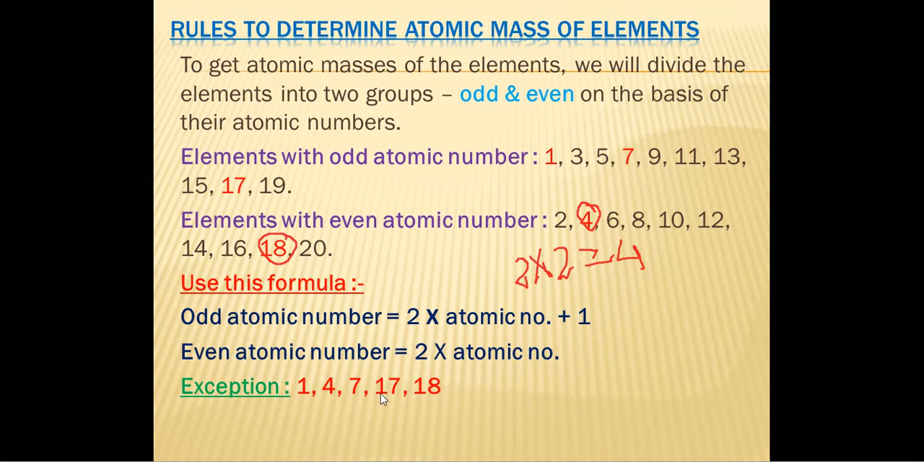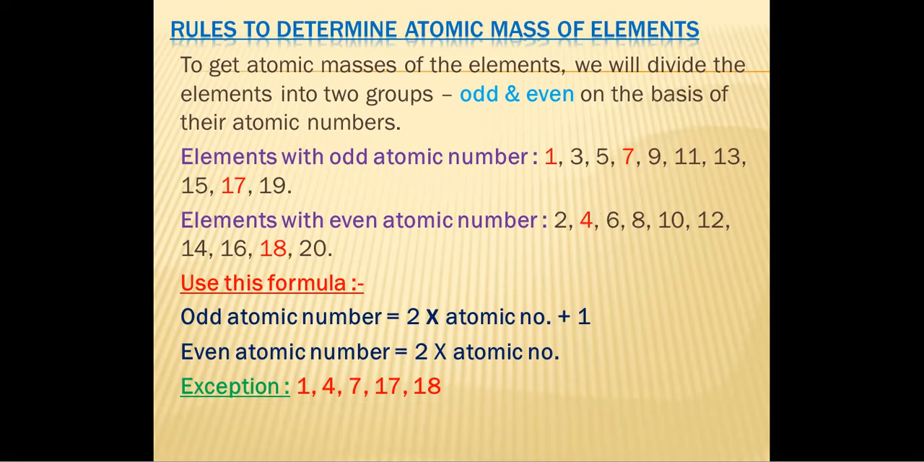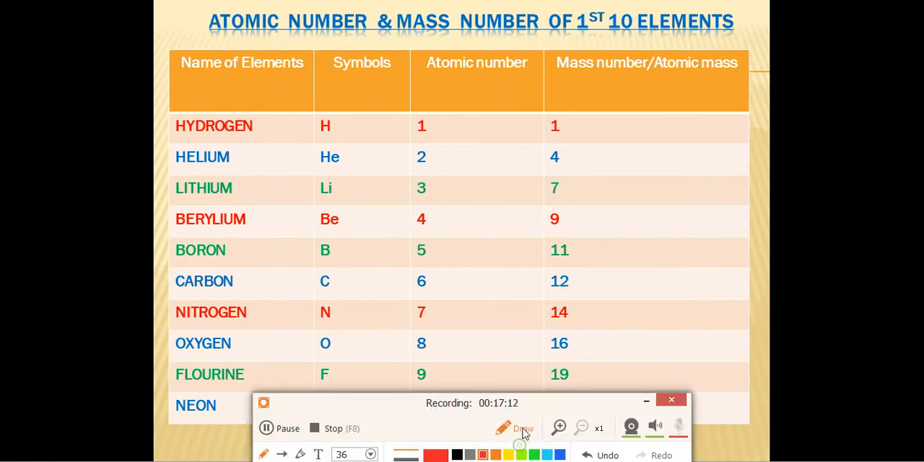Okay. And the elements having the exception atomic numbers are 1, 4, 7, 17 and 18. 5 elements we have which are exceptions in this category. We'll use a different rule for calculating the atomic mass of these elements. Now, first we will look at the atomic number and atomic mass of the first 10 elements. After that we'll move toward the next 10 elements. So let's start our discussion over there.